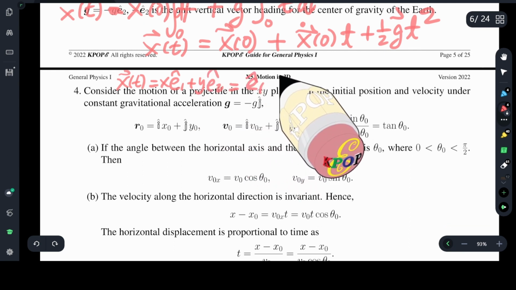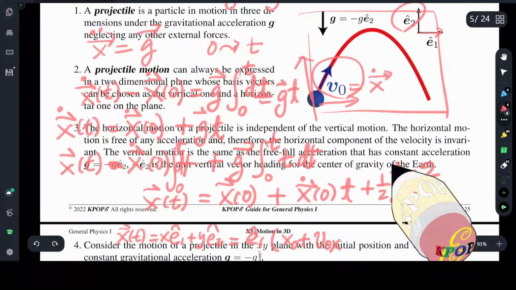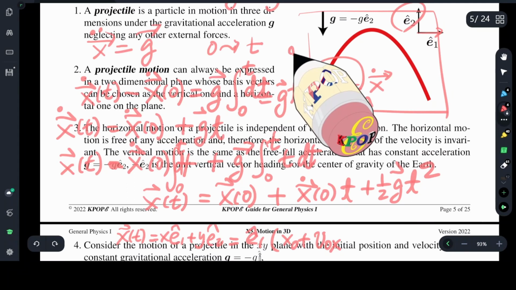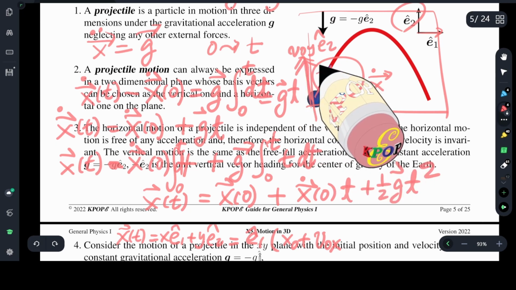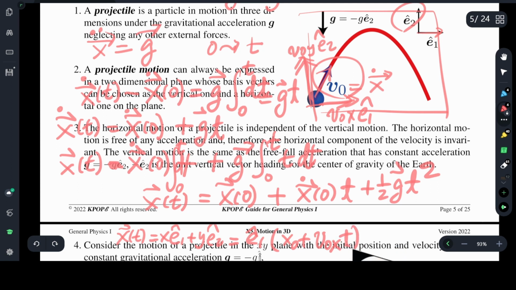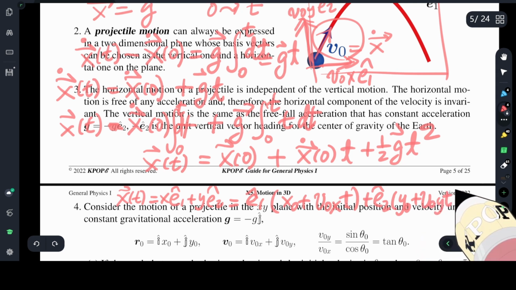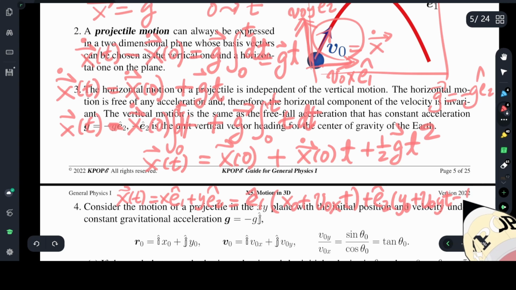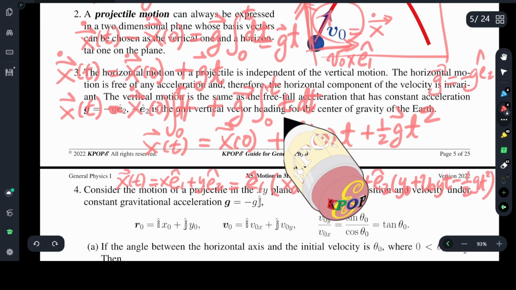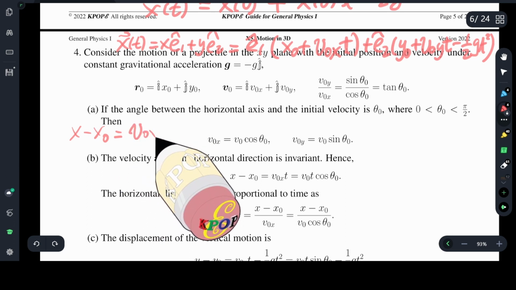And what is the x E1 component? X0 plus V0 x component, V0 x E1 hat and V0 y E2 hat. Okay? This V0 can be decomposed into horizontal and vertical components, times t. And the second component, E2 hat: y0 plus v0 y t, and we have chosen the gravitational acceleration to be opposite to E2, so minus 1/2 gt squared. We find that x minus x0 equals v0 x t.